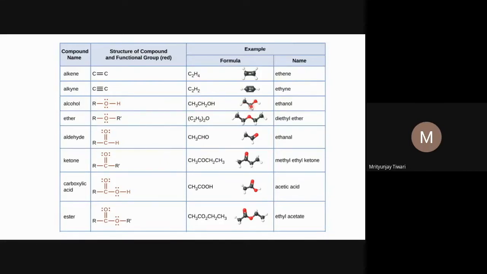This is also position one from this end, and from the other end this one is also position one. So there is no possibility of position isomers, and the numbering is not important in this case. This compound we call ethanol.